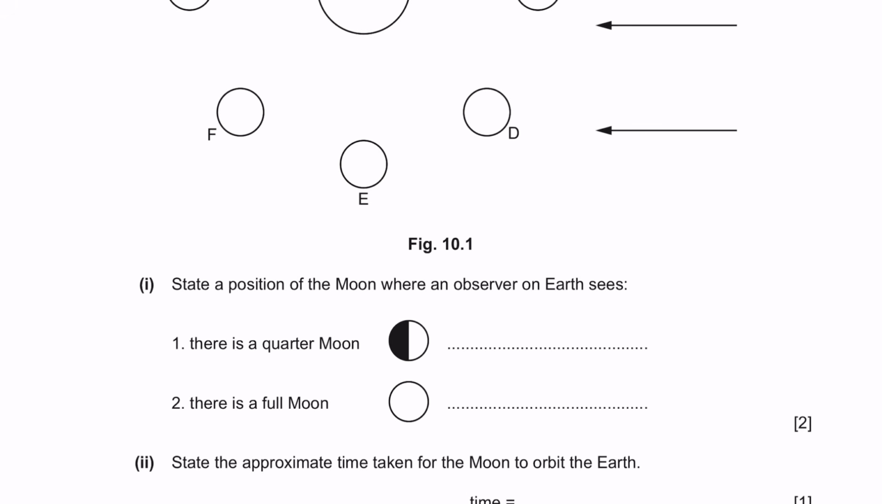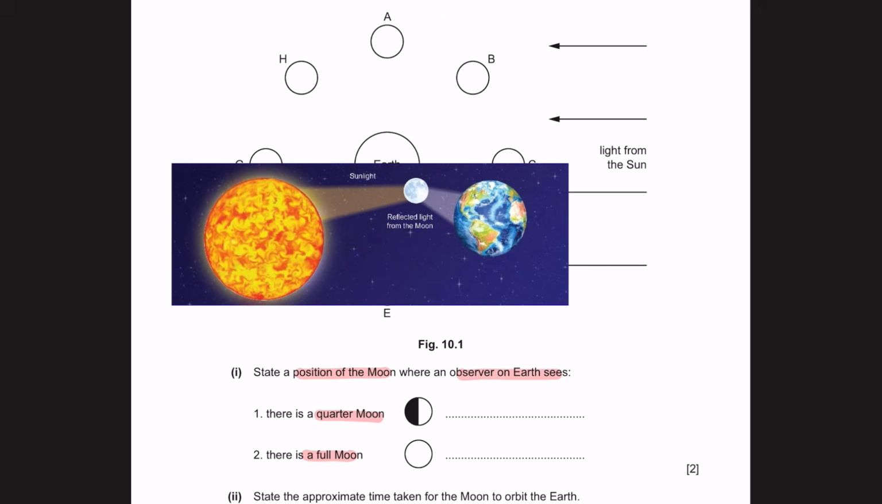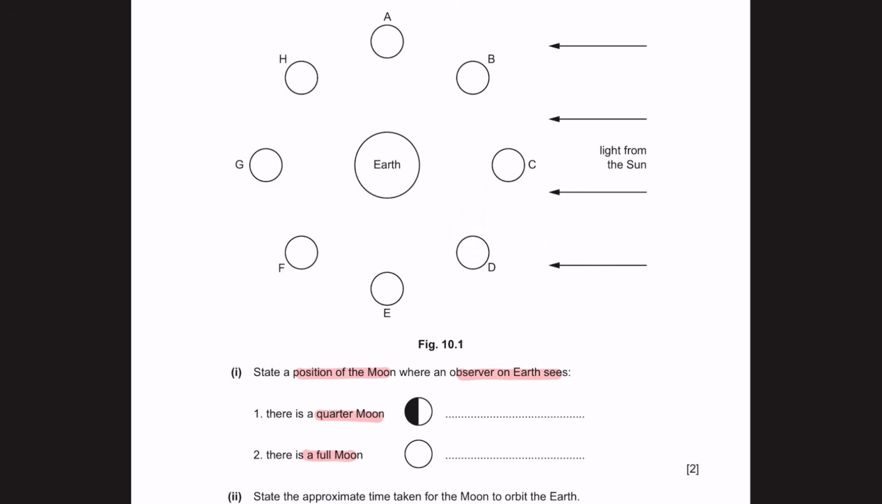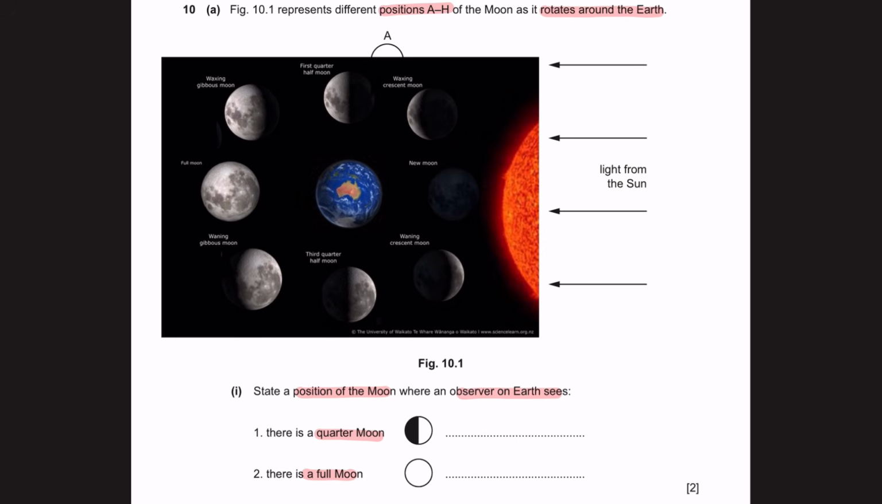Part 1. State a position of the moon where an observer on Earth sees a quarter moon and a full moon. The reason why we can see different phases of the moon from the Earth is because the light from the sun is being reflected from the moon's surface to the observer's eye on the Earth. So depending on the position of the moon, we can see different phases and different shapes of the moon. Over here shows how the different position affects the phases of the moon.